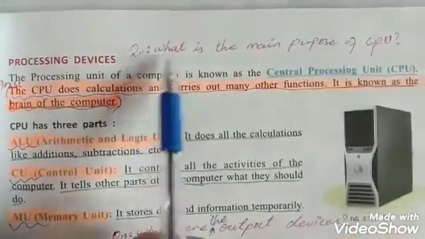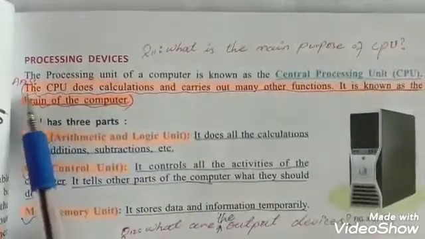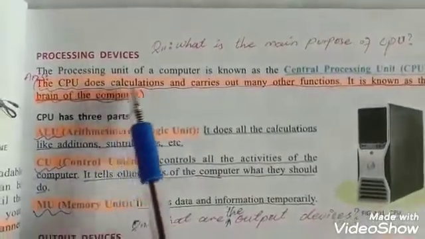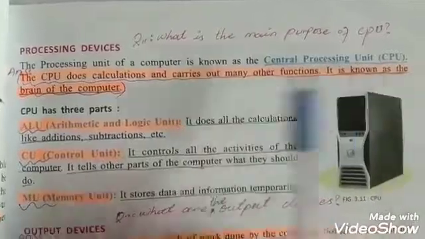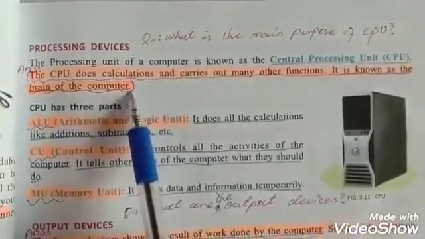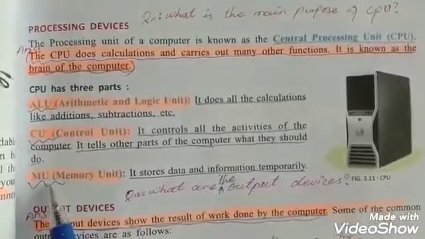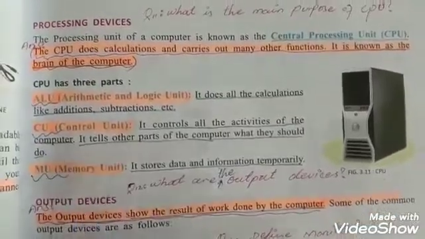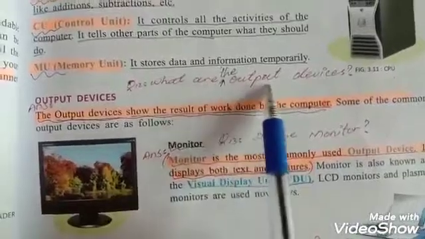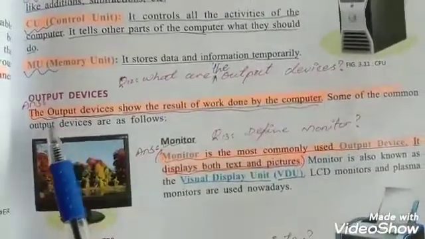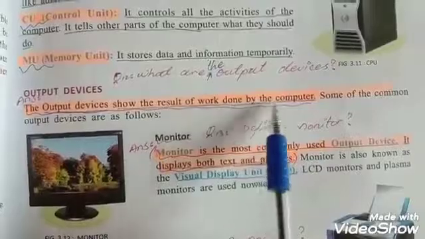Question number 11. What is the main purpose of CPU? Answer: the CPU does calculations and carries out many other functions. It is also known as the brain of the computer. It has three main parts: ALU, CU, and MU. Question number 12. What are the output devices? Answer: the output devices show the result of work done by the computer.